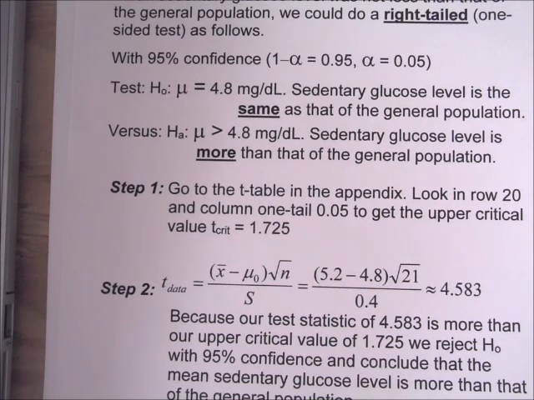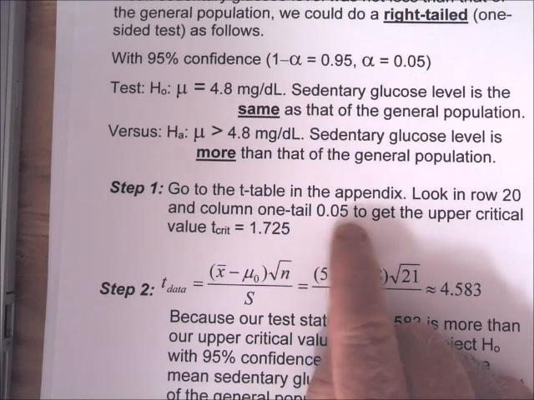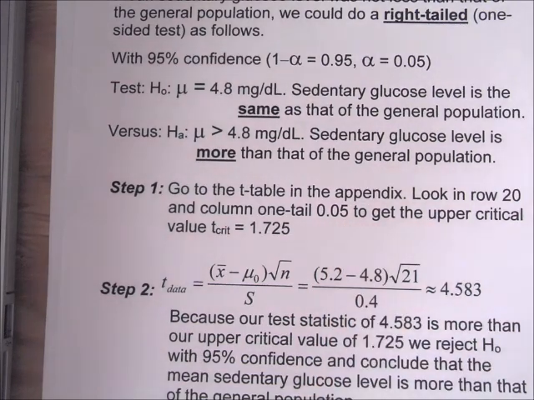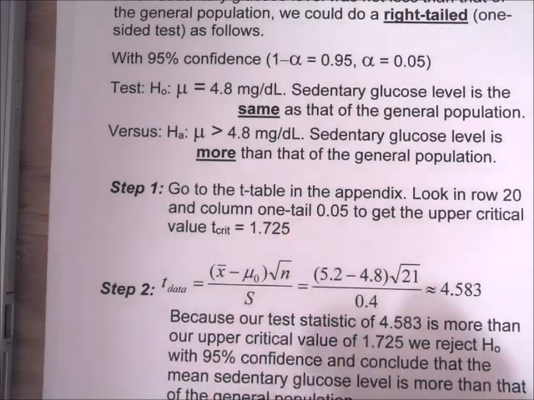And step 1, we want to go to the t-table, and this time instead of looking in column 0.05 over 2, we're going to look at just column 0.05, because we're going to put all of our doubt on one side rather than split it between the two extremes. And we get the upper critical value of 1.725.